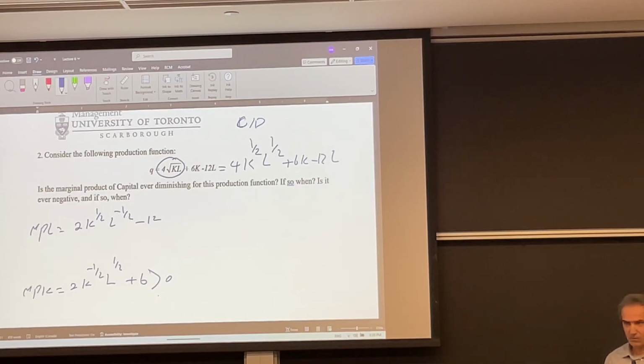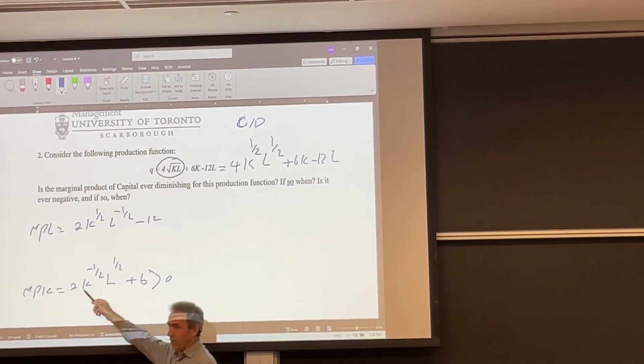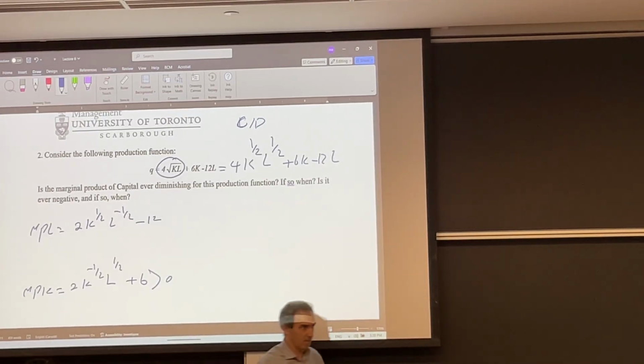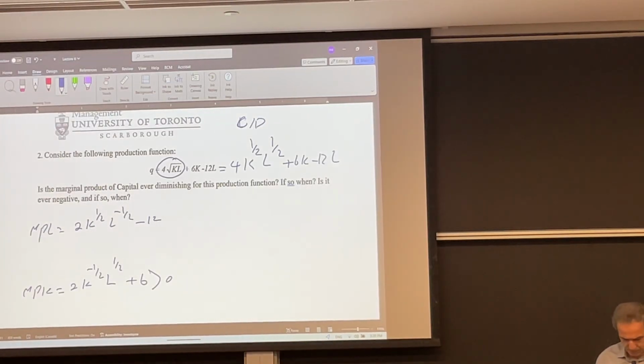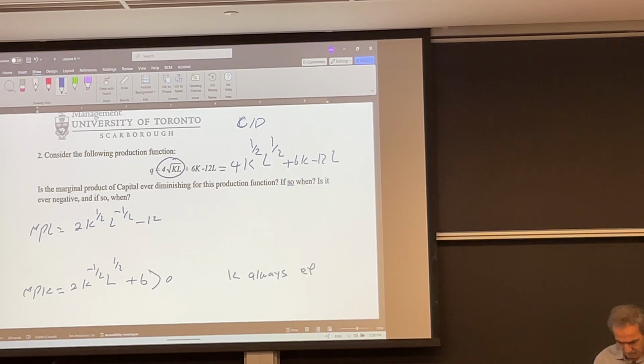Of course it is always more than 0. This cannot be negative. This cannot be negative. That's the plus. This is always more than 0. So the capital K is always efficient. It doesn't matter how much capital you use, it will always produce something.